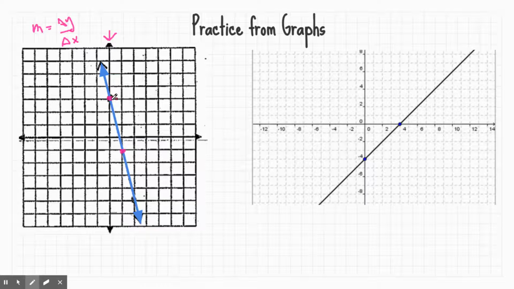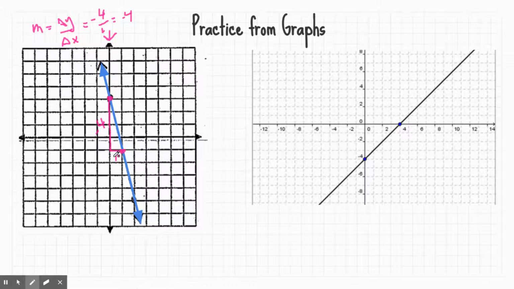So I'm going to count my rise over run. I'm going to tell you right now, since I'm going down, my slope is going to be negative. So I'm going down 1, 2, 3, 4. So it's negative 4 over 1. So negative 4 over 1 is my slope, or negative 4.